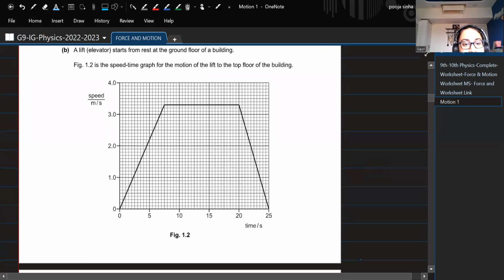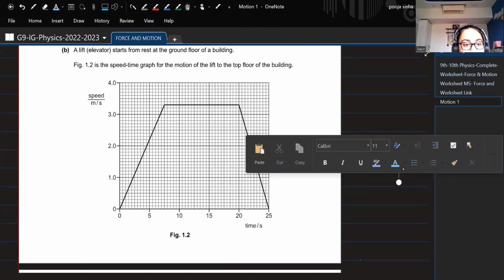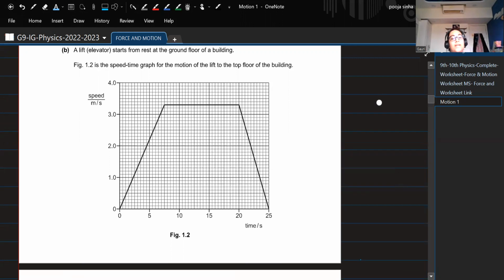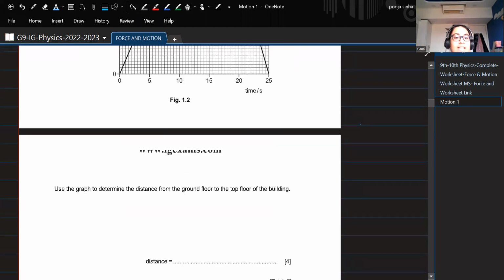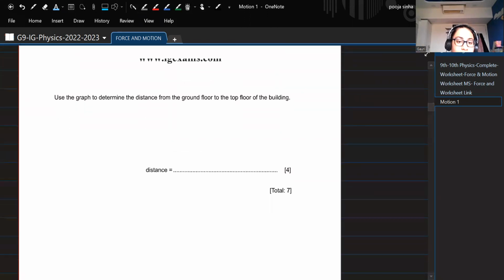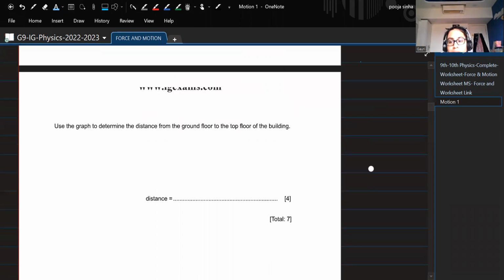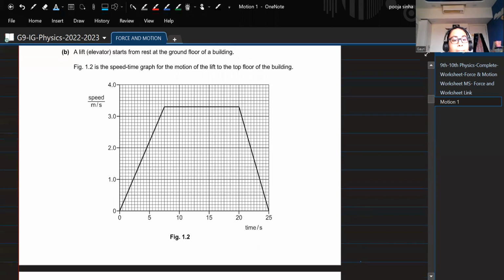An elevator starts from rest at the ground floor of a building. Figure 1.2 is the speed time graph for the motion of the lift to the top floor of the building. Okay. So the speed is increasing in the first part of the graph. Right. So you can say that it's accelerating. The question says use the graph to determine the distance from the ground floor to the top floor of the building.